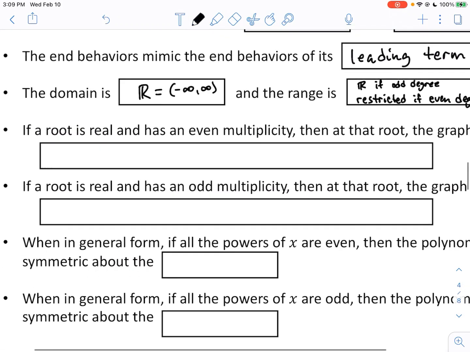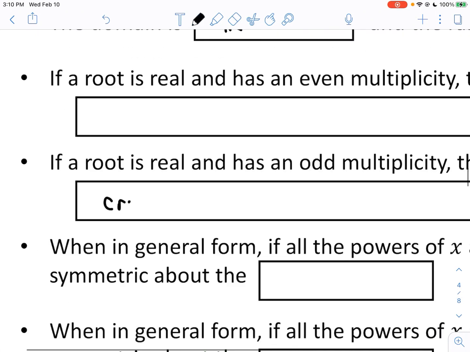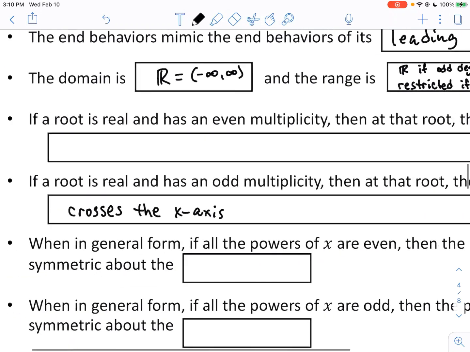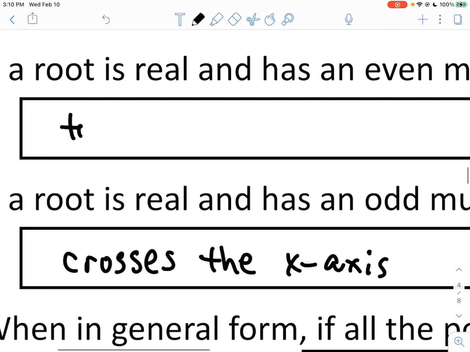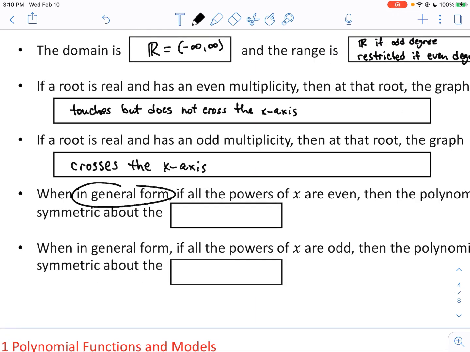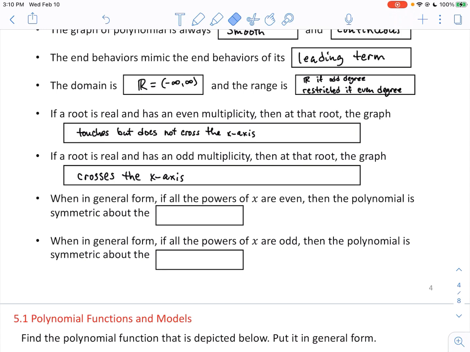Okay, so we're actually doing the second bullet here. If a root is real and has an odd multiplicity, then at that root, the graph crosses the x-axis. If a root is a real number and it has an even multiplicity, then at that root, the graph touches but does not cross the x-axis. When in general form, remember general form is the expanded form, not factored form. When in general form, if all the powers of x are even, then the polynomial is symmetric about the y-axis.